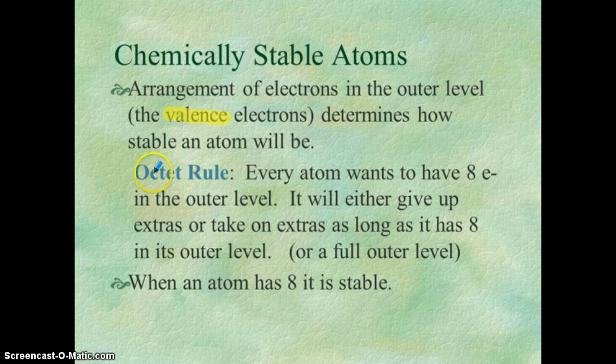All right? So we assign this rule called the octet rule. The octet rule states that every atom wants to have 8 electrons in the outer level. It will either give up extras or take on extras as long as it gets 8 in the outer level. Okay, so that's what we would call a full, happy outer shell. When an atom has 8, it is considered stable.